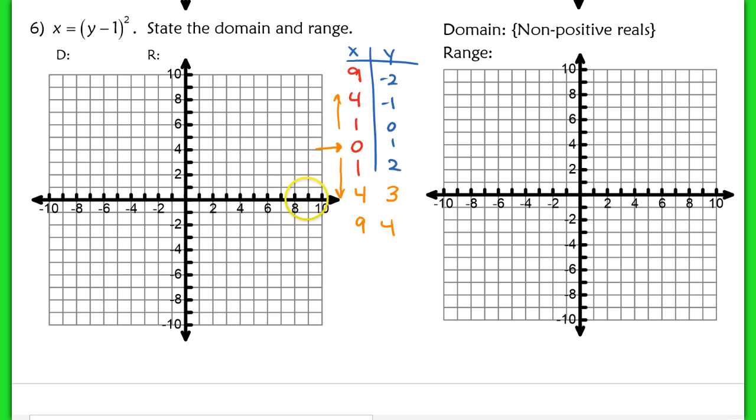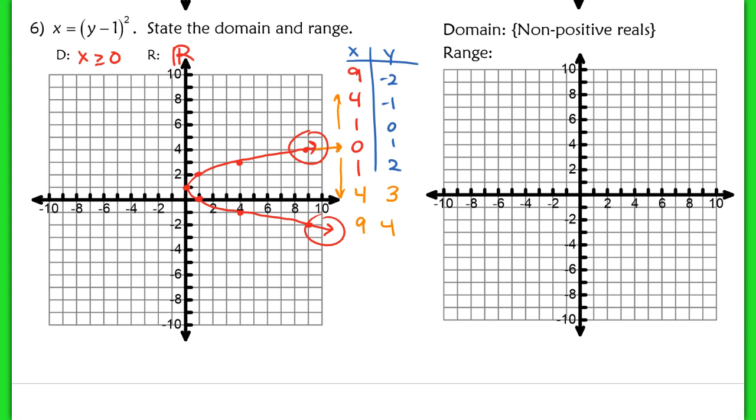So if we go ahead and graph those points, 9, -2; 4, -1; 1, 0; 0, 1; 1, 2; 4, 3; and 9, 4. Once again, you can see I have a parabola that is opening to the right. If I talk about the domain here, my x values are always greater than or equal to 0. None of these x values over here are being used. So none of the negatives are being used. X is greater than or equal to 0. For the range, this goes to +infinity and -infinity, so this is all reals.